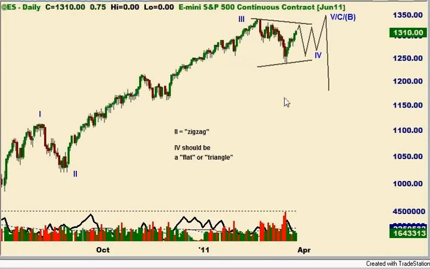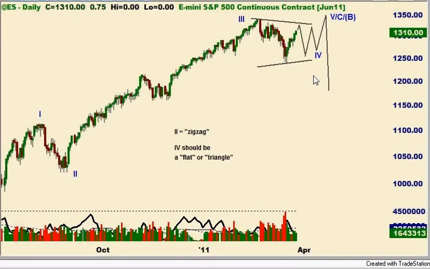And now on to the daily S&P futures. Again, here's our count that we've been showing for some time. One up and then two down, which is a zigzag. Now, if two is a zigzag, the tendency is that wave 4 is either going to be a triangle or a flat. And this gives you a generalized pattern of what we might expect if indeed it is a triangle. And a note, I have a 1365 target noted for wave 5 if indeed this all plays out.